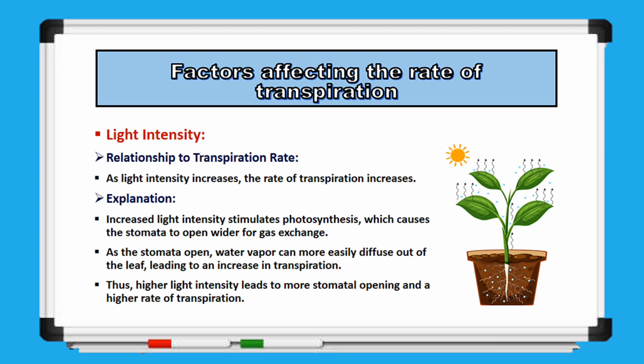Finally, let's talk about light intensity and how it affects transpiration. The relationship here is that as light intensity increases, the rate of transpiration also goes up. This happens because brighter light boosts photosynthesis, which makes the stomata open wider to allow more gas exchange. When the stomata open more, water vapor can escape more easily, so transpiration increases. So basically, higher light intensity means more open stomata and a faster rate of transpiration.